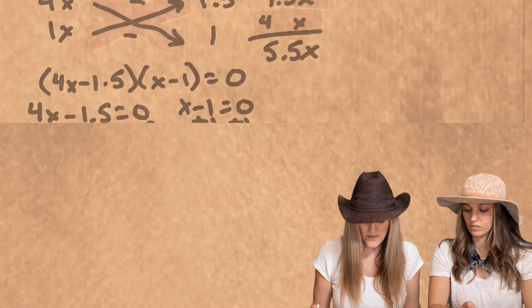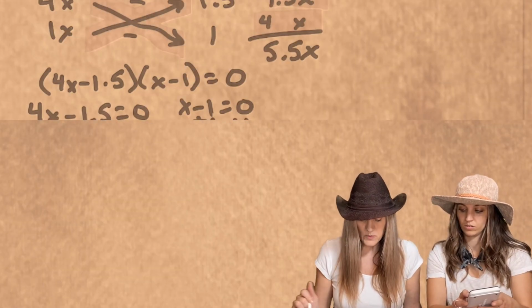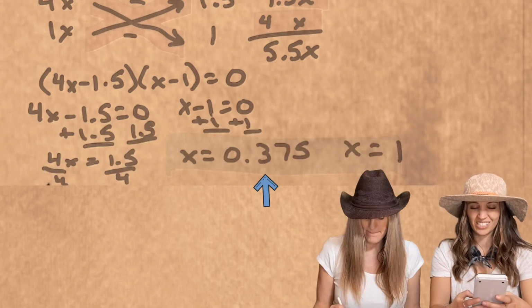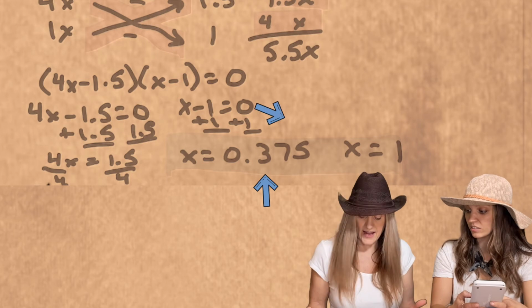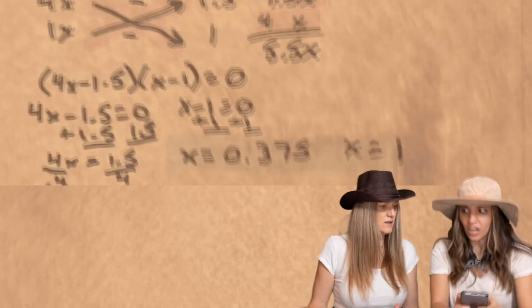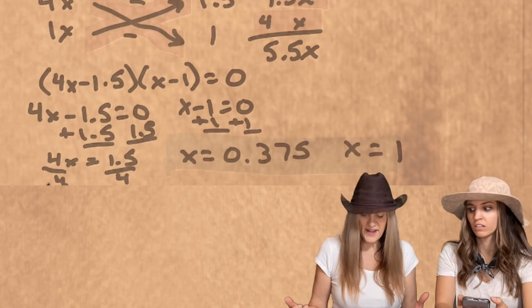Okay, 4x minus 5 equals 0, x minus 1 equals 0. Heather, what's 1.5 divided by 4? 0.375. Okay, and x equals 1. Go. Did we get it? It's saying it's wrong. What?